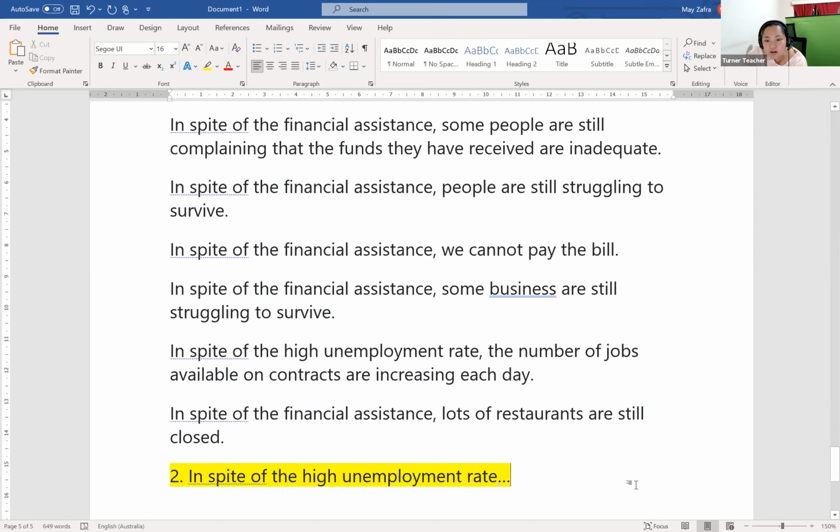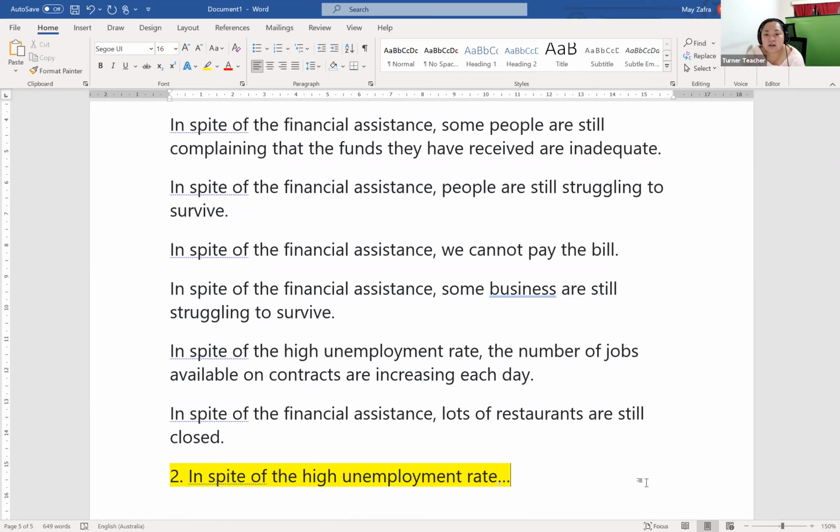Okay. In spite of the financial assistance, there are some individuals, and this leads to an increase in lifeline calls. I don't think that is quite, it's quite far, the relationship. Jason? Okay. It's a little bit off topic.